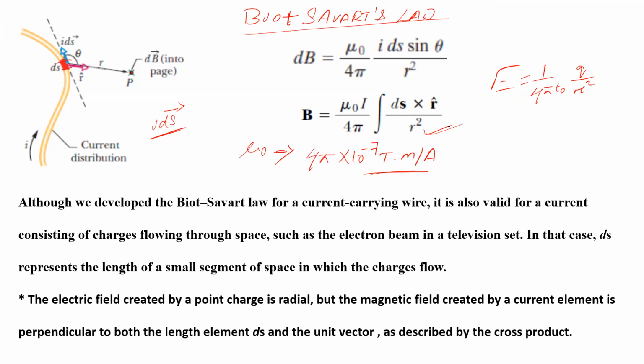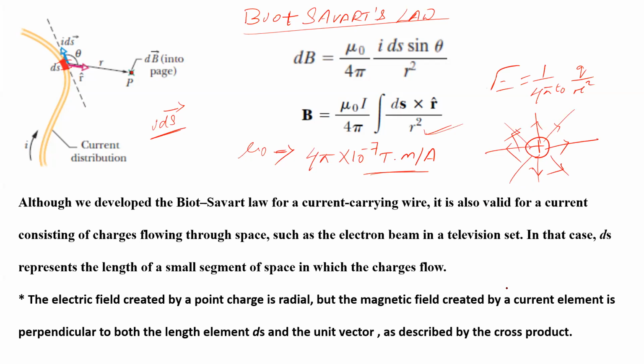But what is the basic difference? This is the similarity between electric and magnetic fields. But what is the basic difference we are finding out? So the electric field by a point charge is always radial. So suppose there is a point charge, the electric field is in all radial directions. Whether it is attractive or repulsive, that is a separate case, but electric lines of force are always radial.